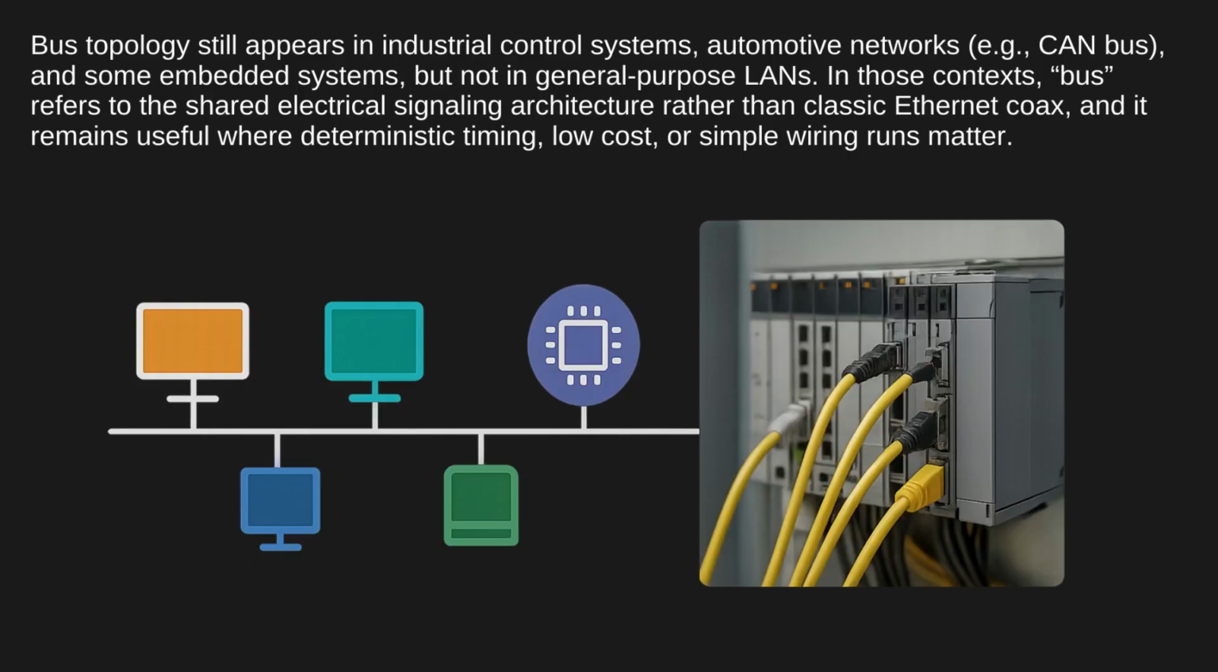Bus topology still appears in industrial control systems, automotive networks, e.g., CAN bus, and some embedded systems, but not in general-purpose LANs. In those contexts, bus refers to the shared electrical signaling architecture rather than classic Ethernet coax, and it remains useful where deterministic timing, low cost, or simple wiring runs matter.